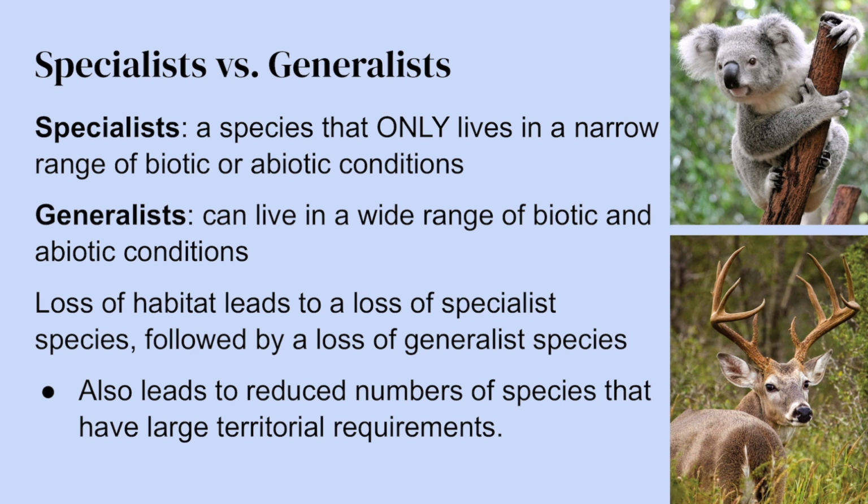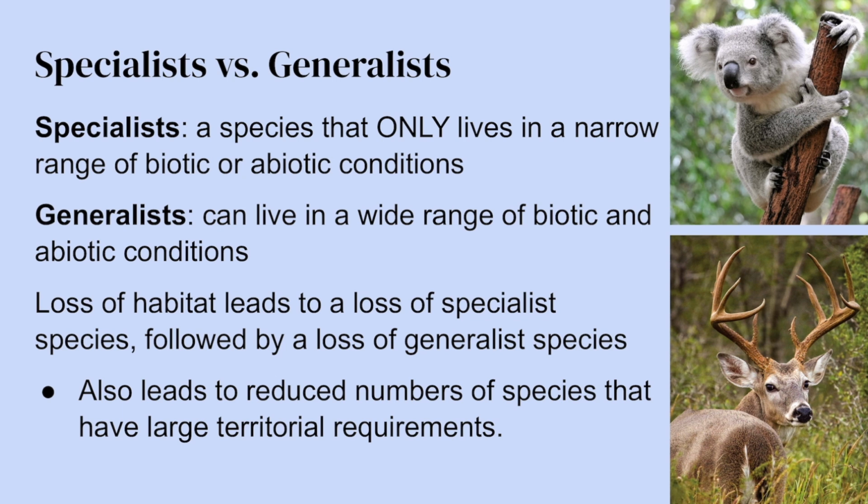That means, like our koala, for example, they're herbivores. They only live in eucalyptus trees and they only eat eucalyptus. So they're specialists because their range where they live and what they can eat is very small.